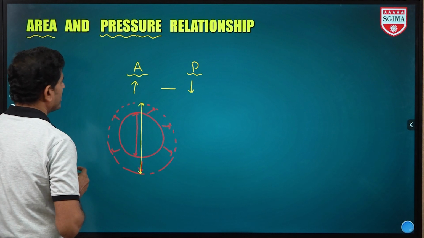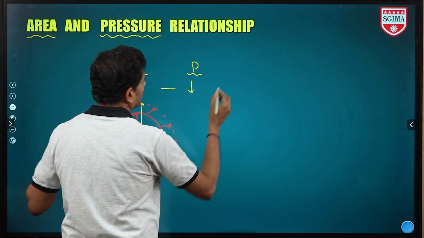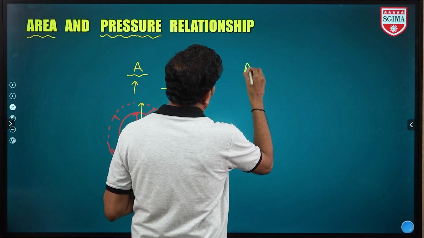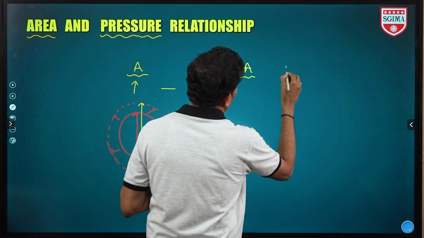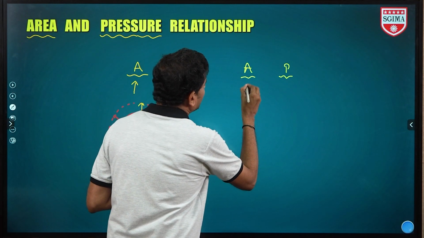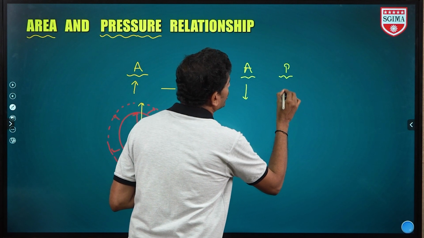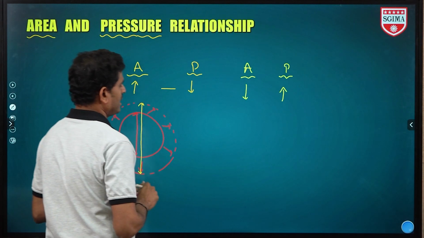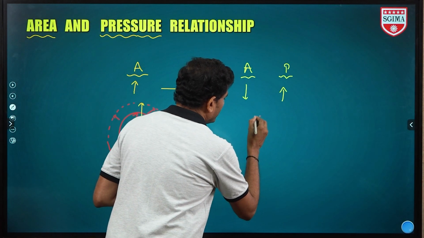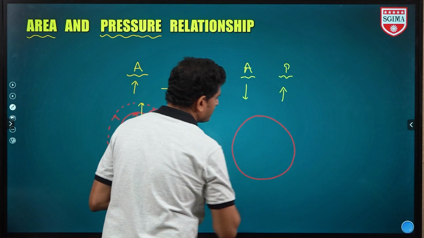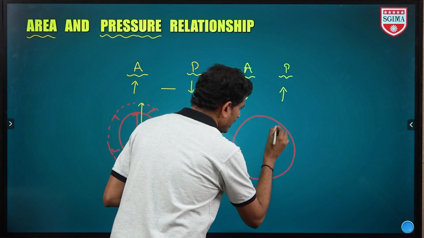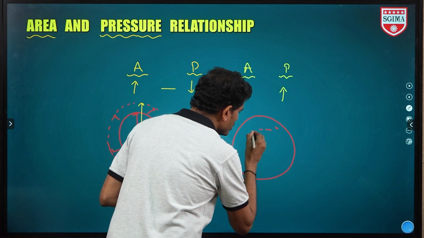And there is another one. If area decreases, the pressure is going to increase, the opposite, vice versa. How can we prove this one here? Again, we can draw a rough diagram. These are the expanded lungs. Now, they are going to relax. Then they come back to their original state.